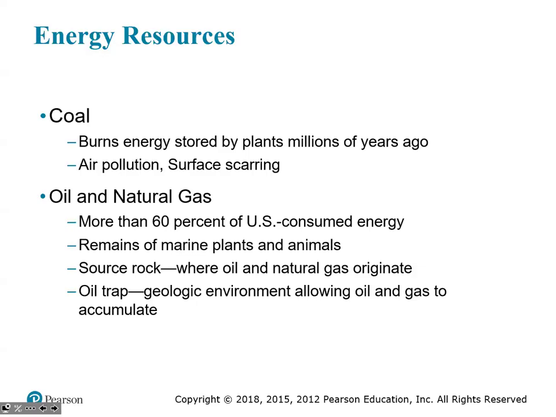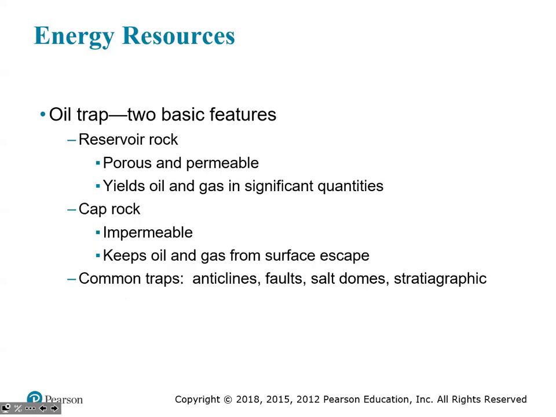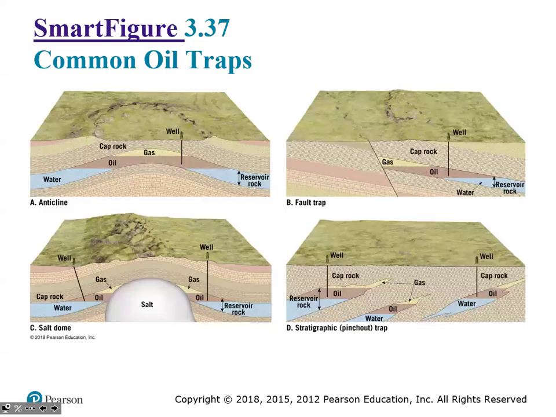Because if they're actually exposed, that could be a problem. You have some reservoir rock, which is porous and permeable. This will yield oil and gas in significant quantities. And then you have a cap rock, which is impermeable, which will keep the oil and gas from escaping to the surface. Because if they did escape to the surface, they would just decompose or fly out. So some common traps are anticlines, faults, salt domes, or stratigraphic.